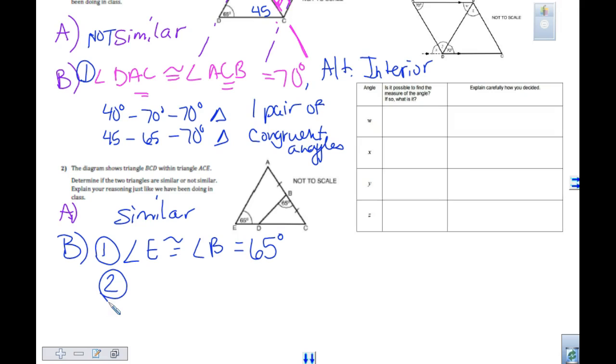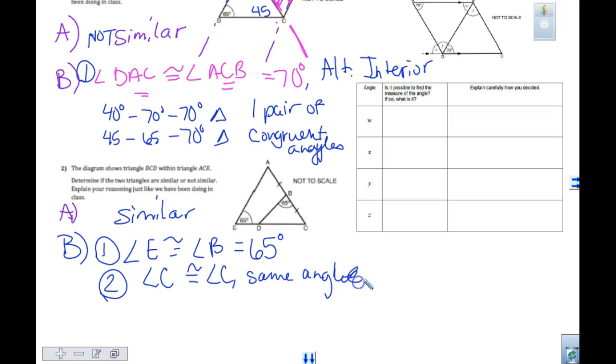Anything else that we recognize that might be the same in both triangles? Because we said it was similar. It's going to be similar. I need to get two congruent angles. Evan, you see something? Angle C. Okay. What am I going to say about angle C? Angle C is congruent to angle C. It's the same angle, right? So this one, why? Because it's the same angle.